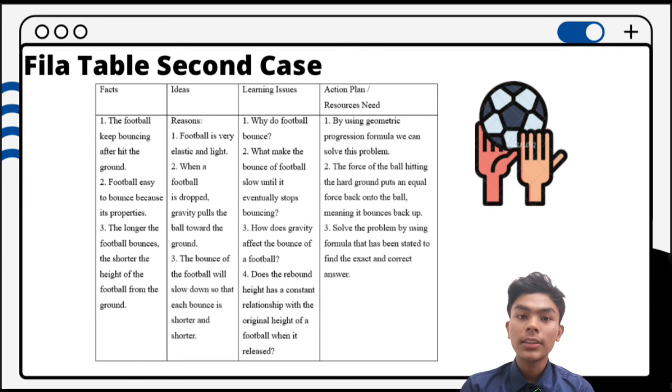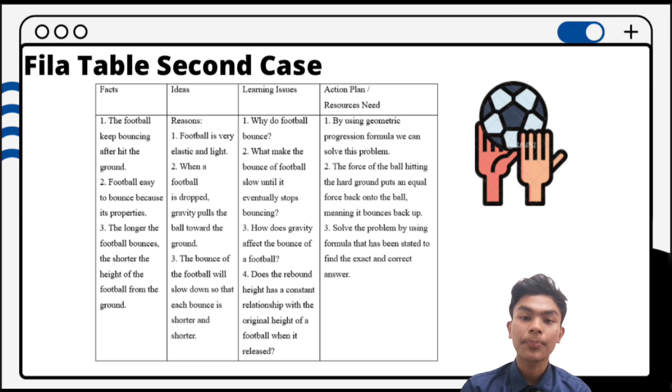Based on this second case, we found that the ball will bounce after hitting the ground because the football is very elastic and light. After that, the football will bounce and the height will decrease due to gravity pulling towards the ground. From this second case, we want to know why the ball bounced, and what caused the ball to bounce to a stop.